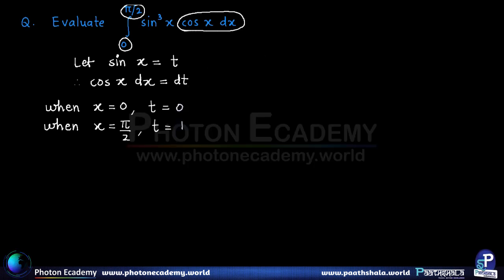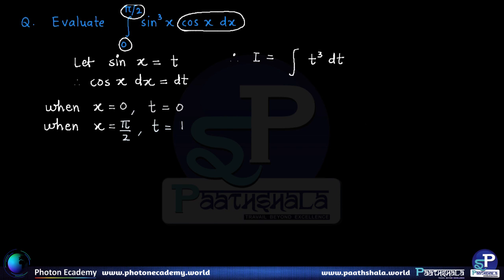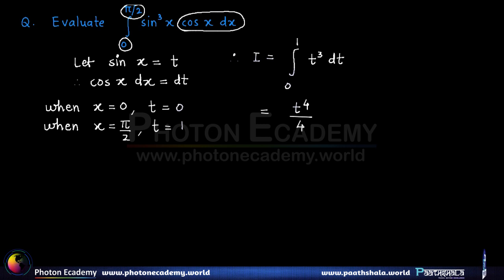So our integral after substitution becomes: sin cube x becomes t cube, cos x dx is dt, and now the variable of integration is t. Therefore the limits of t are 0 and 1, so we have to replace the limits also. And now the process is simple: the integral of t cube is t raised to 4 by 4, evaluated between the limits 0 to 1.